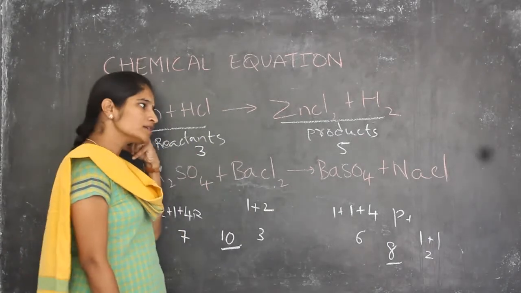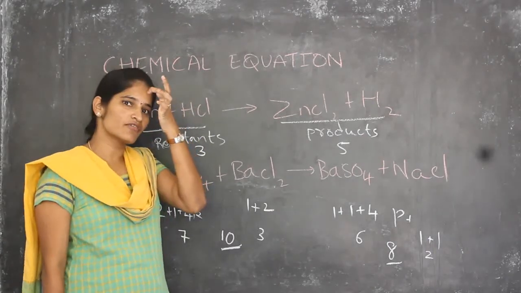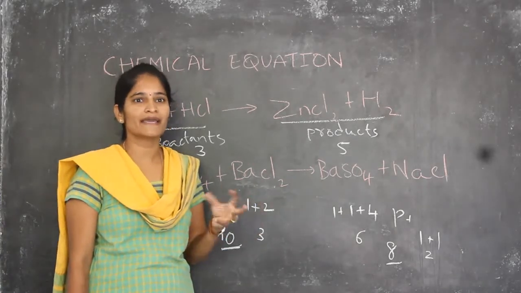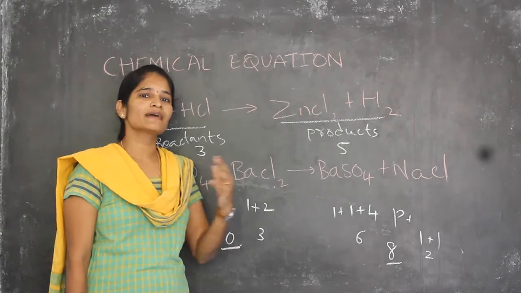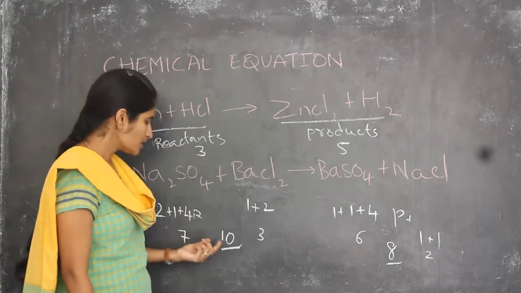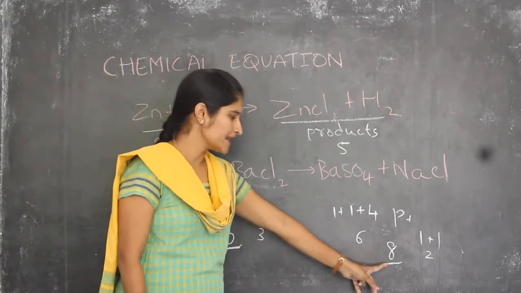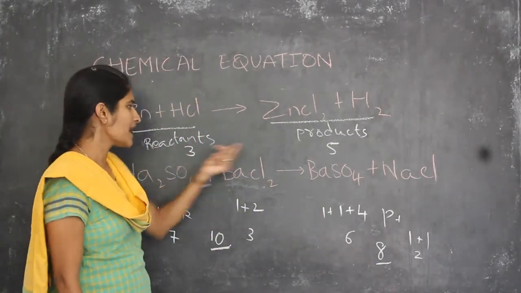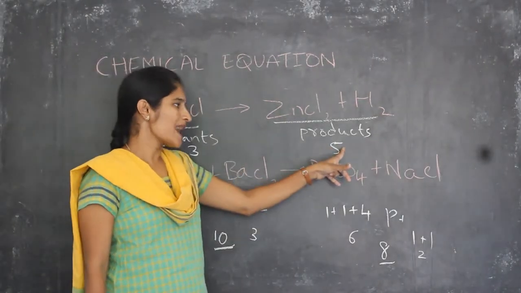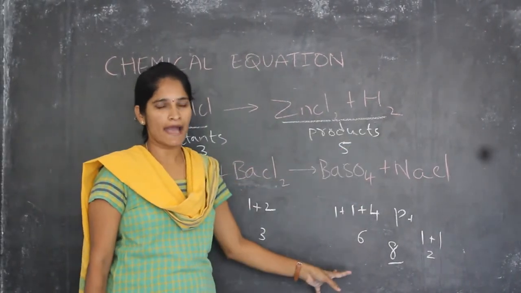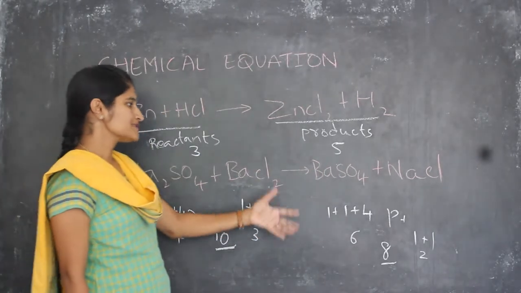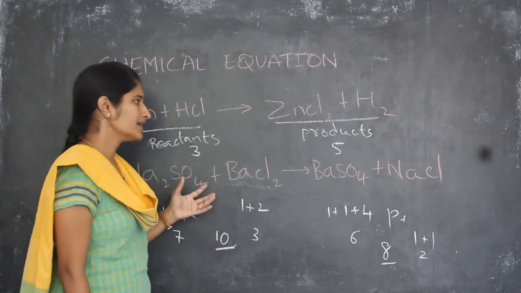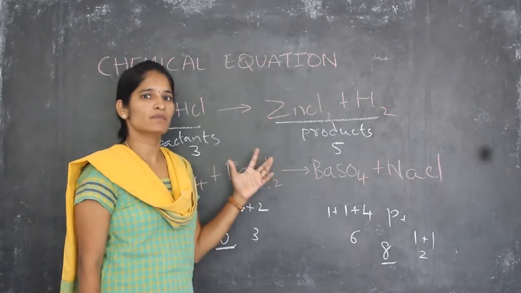So we have learned about the law of conservation of mass. What have we learned? Atoms are neither created nor destroyed, but they are mixed with other atoms. Is it clear? So now see, here it is 10, here it is 8. That means 2 atoms have been reduced. And here also we have 3 and 5. That means 2 atoms are more. This cannot happen. So in order to fix this, we need to balance the chemical equation. So now we will learn how a chemical equation is balanced.